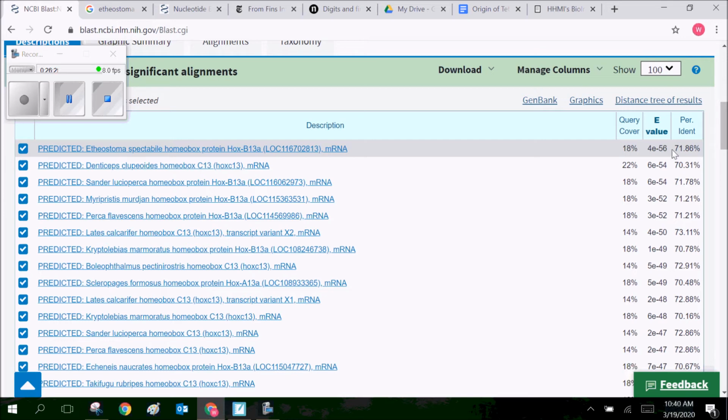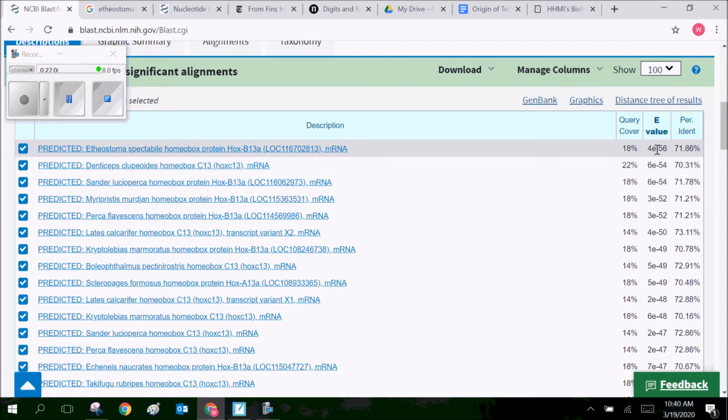Okay, and percent identity means the degree to which this little bit that overlaps with ours actually matches. So about 71 or 72% of this little chunk of their gene that overlaps with ours is the same as ours, or it's 71 or 72% identical. So that's pretty low, but it's not bad. So let's take a look at this e-value though.